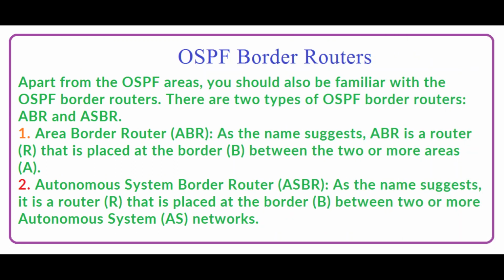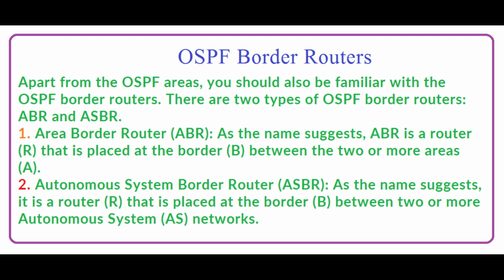OSPF border routers. Apart from the OSPF areas, you should also be familiar with the OSPF border routers. There are two types of OSPF border routers, ABR and ASBR. 1. Area border router, ABR. As the name suggests, ABR is a router, R, that is placed at the border, B, between two or more areas, A.